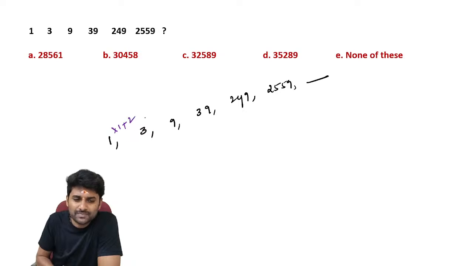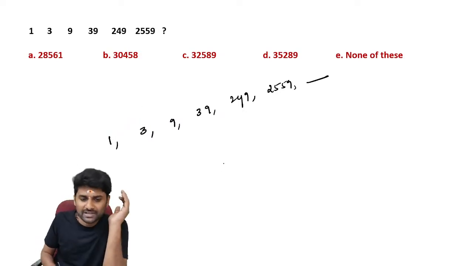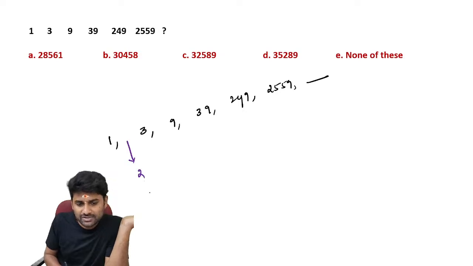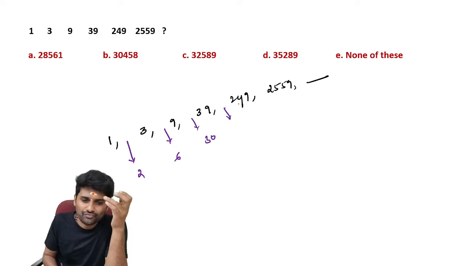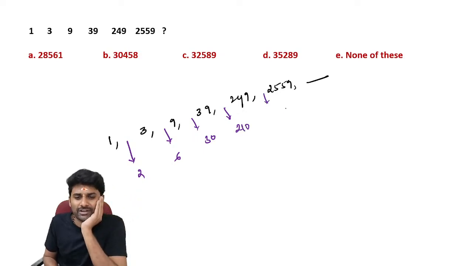Into 1 plus 2, into 2 plus 3, into 4, again you will get plus 3. Sorry, 9 into 4 is 36 plus 3 is 39. Guys, again, if you go through the multiplication, it is not possible. If the multiplication is not possible, then find the difference. That is the logic we have. It's 2 units. It's 6 units. Here 30 units. And the difference between 249 and 39 is 210. So 2559 minus 249: 9 minus 9 is 0, 5 minus 4 is 1, so it's 2310. But what about the logic?